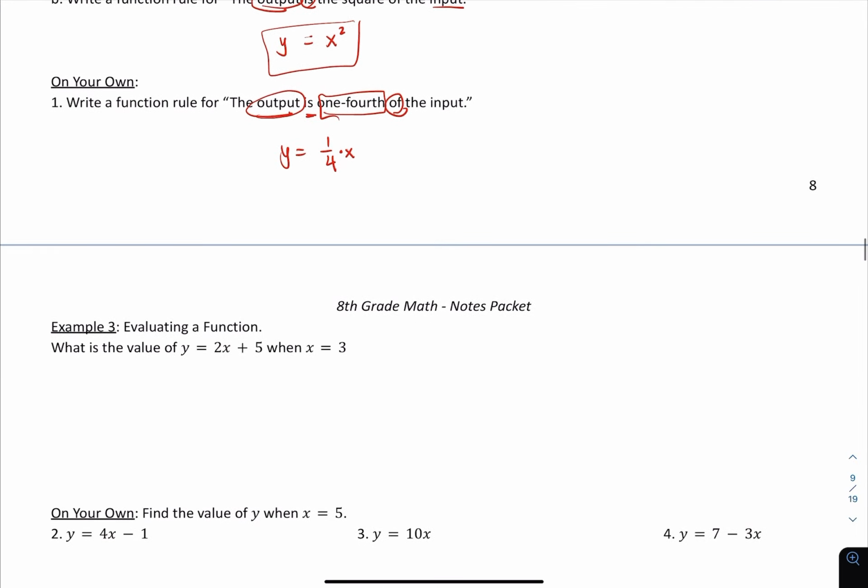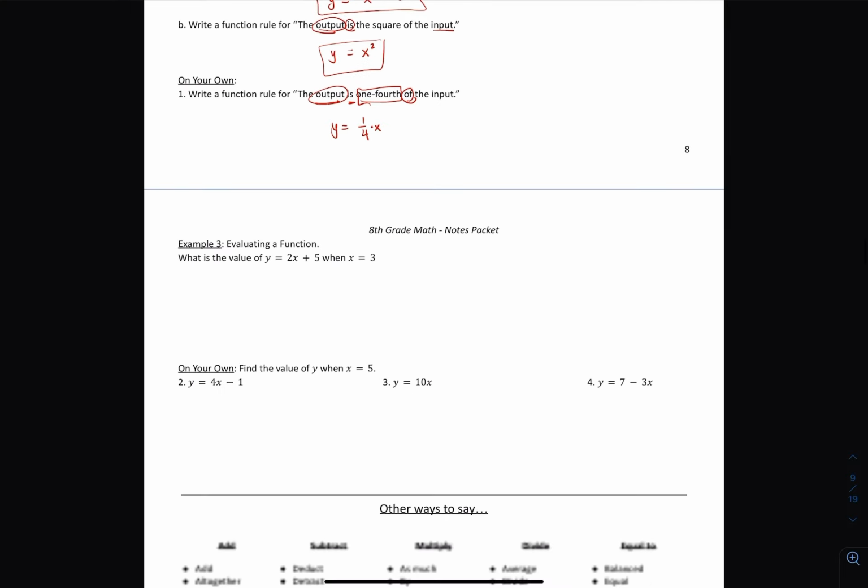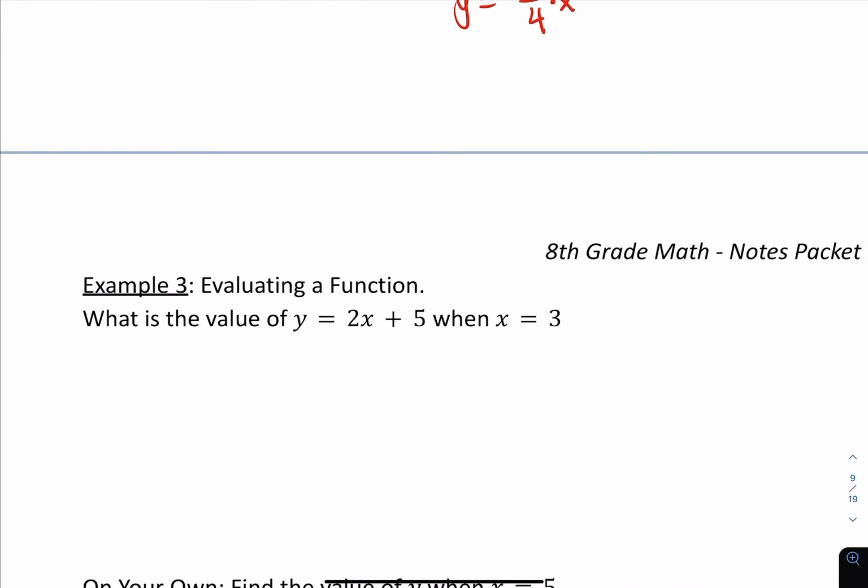Okay, moving on, last example. What is the value of y equals 2x plus 5 when x equals 3? We've actually done this quite a bit. I think this was also review from earlier chapters. Basically, all you have to do is plug in 3 for x. So it's going to be y equals 2 times 3 plus 5. 2 times 3 is 6 plus 5. So I got y is equal to 11. Oh, I don't know why that looks like a 15. So y is equal to 11.